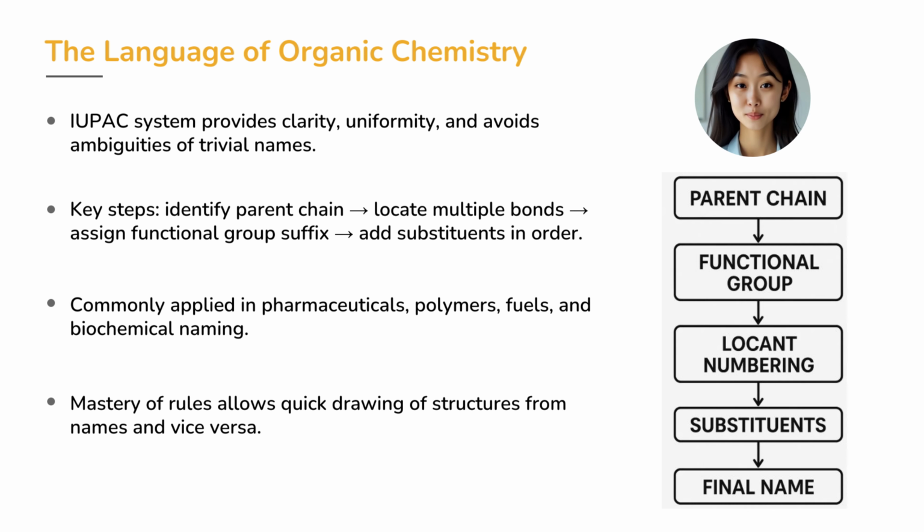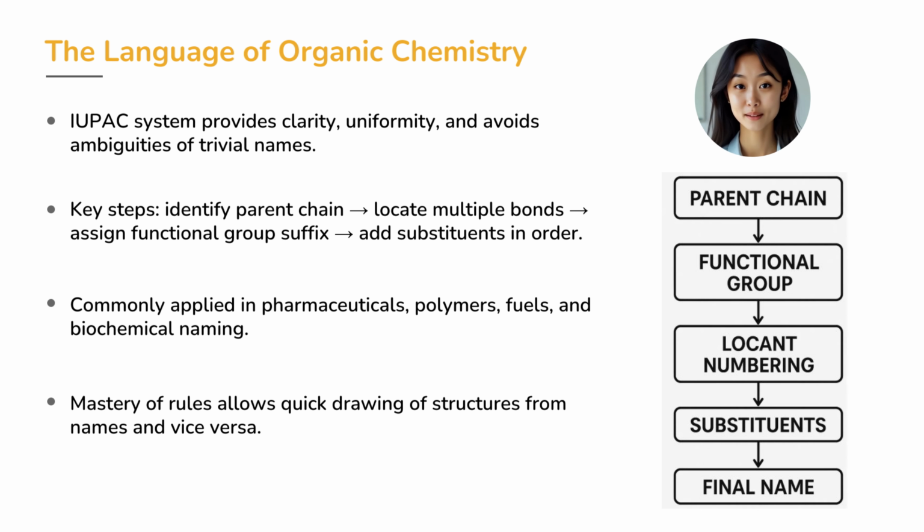Let us wrap up. The IUPAC system is the universal language of organic chemistry. First, identify the parent chain. Next, find the functional group. Then assign numbers carefully to give the lowest locants. Add substituents in alphabetical order. Finally, use the right suffix. Whether you are naming a simple hydrocarbon, a branched alkane, or a complex polyfunctional compound, these rules ensure universal clarity.